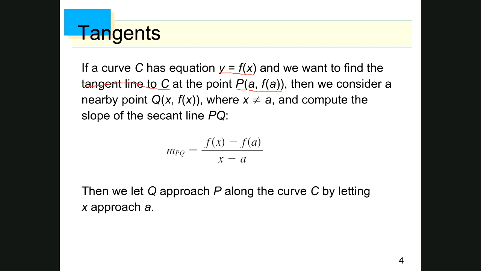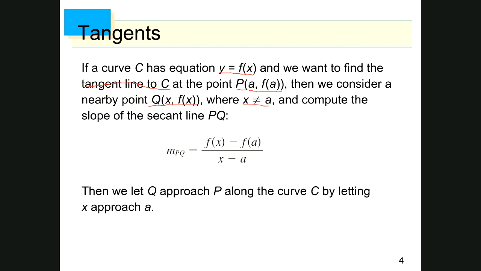Now, how do we find the tangent line? To find the tangent line, we should be able to know what the slope is, the slope of the tangent line. And we do that by finding a nearby point. So this point I can call Q. It has entries x and f of x. And take note, x must not be equal to a, because if x equals a, then it means the points P and Q are exactly the same point, which is a bad idea.